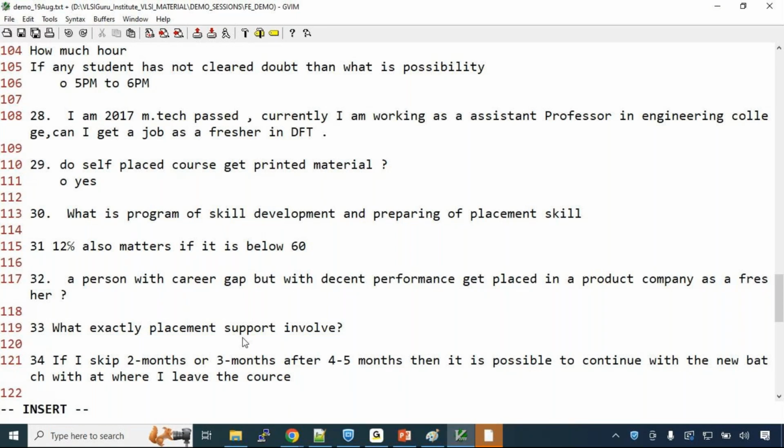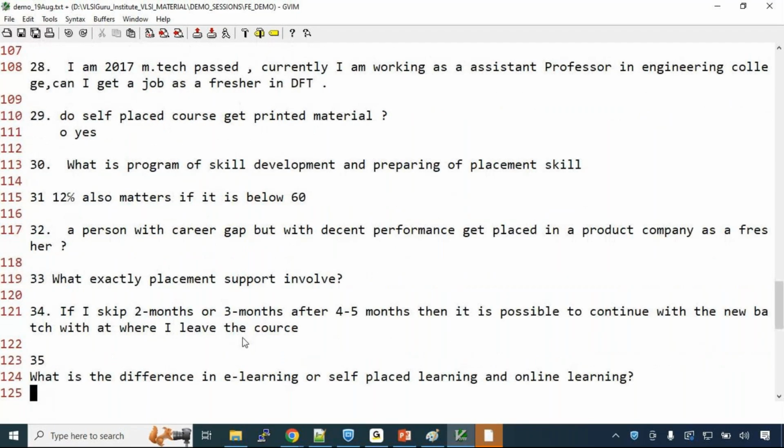Next question: if I skip 2 or 3 months after 4.5 months, is it possible to continue with the new batch where I left the course? It is possible. Up to 1 year you can rejoin the course anytime. Let's say you join for 3 months, you take a break for 4 months, you can again come and rejoin. So we won't tell you that you have to continue in the same batch. You have the flexibility.